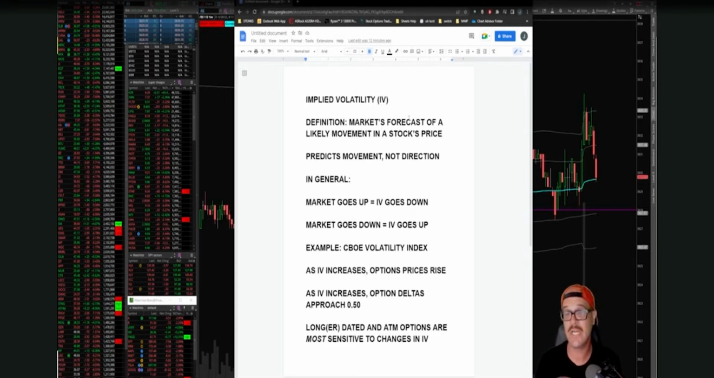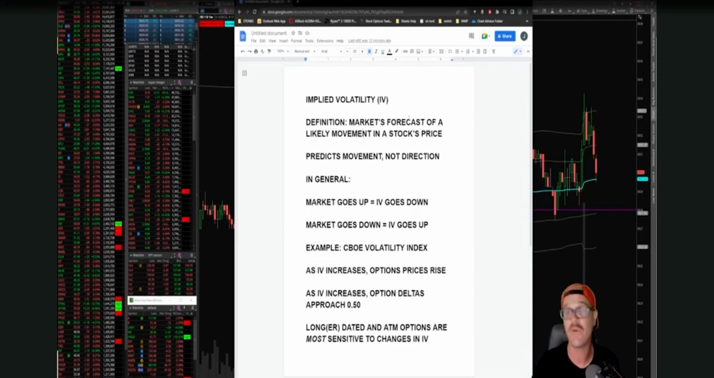So the key word here is movement. Implied volatility predicts movement, not direction. So it's not saying up or down, side to side. This stock, if it has high implied volatility, is probably going to move a lot. So in general, when the market goes up, IV goes down, and when the market goes down, IV goes up.